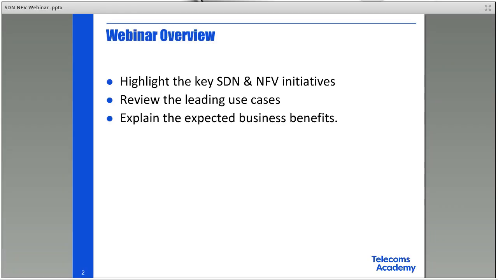I am going to talk about three things in this session this afternoon. We want to highlight what's happening with the key SDN and NFV initiatives. I'll explain those to you. While we're doing that, I'll explain what the leading use cases are, what people are actually using this for, and we'll summarize at the end with the expected business benefits.